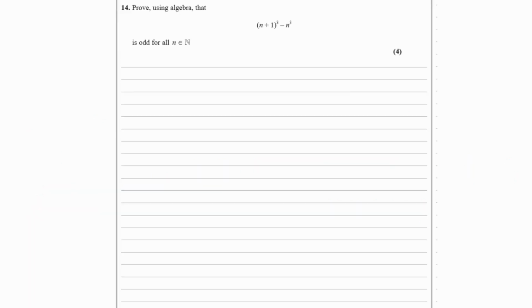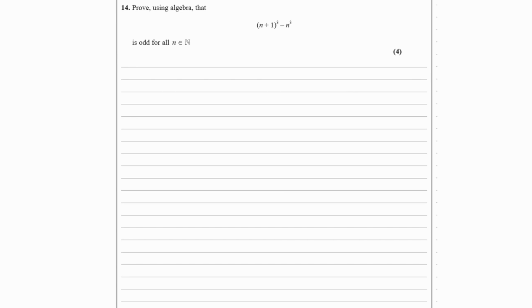Number 14. Prove using algebra that (n+1)³ − n³ is odd for all numbers where n is a natural number, meaning a positive integer. So in order to prove that this is odd for all integers, we would have to check this for both even numbers as well as odd numbers.